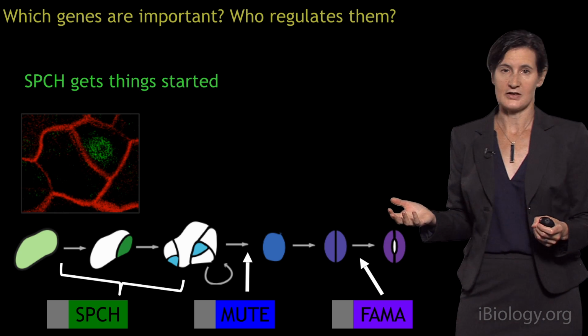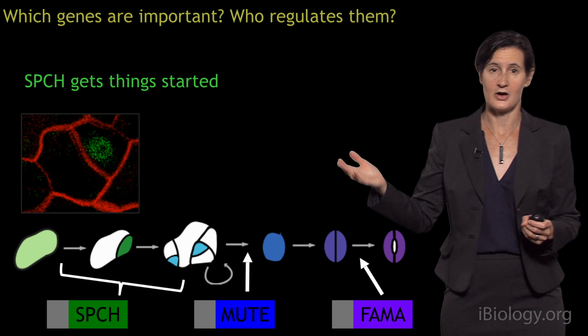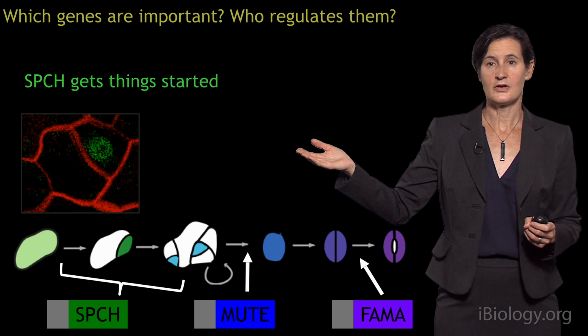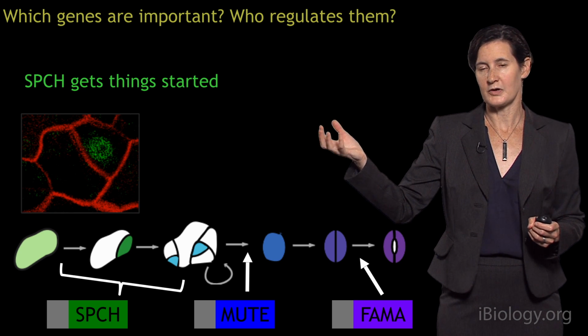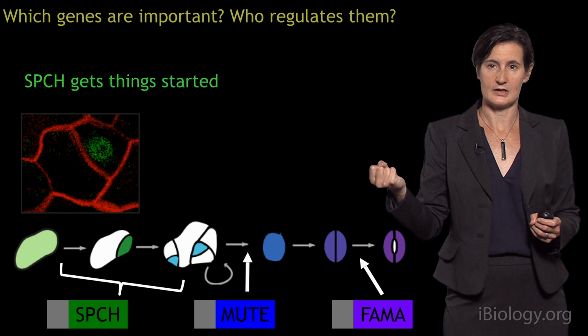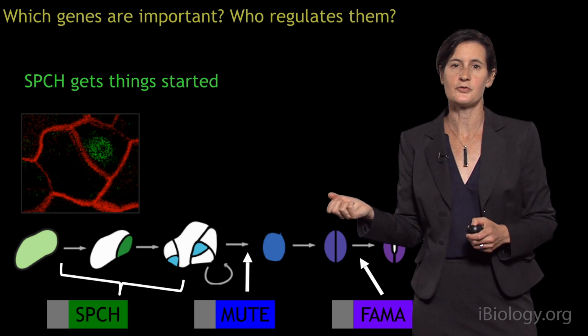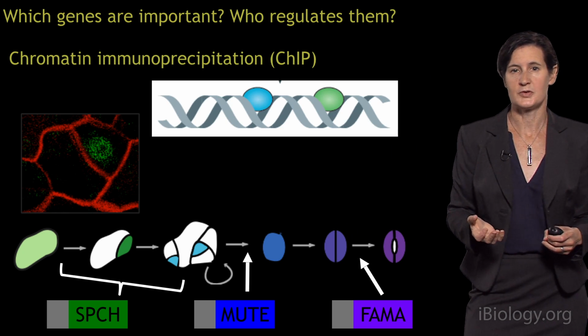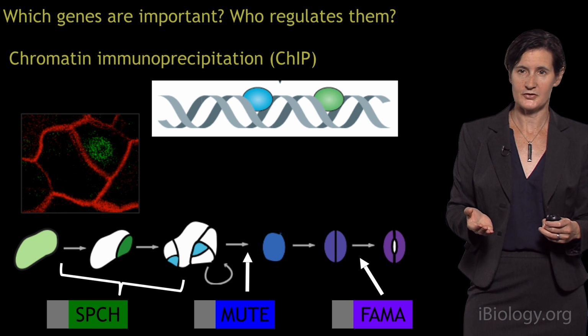So we know that speechless gets things started. We know that speechless is on in these early cells. So what are the genes that speechless itself regulates? And we can do this with an experiment called a chromatin immunoprecipitation, or ChIP experiment.